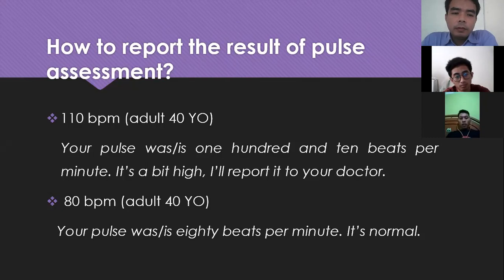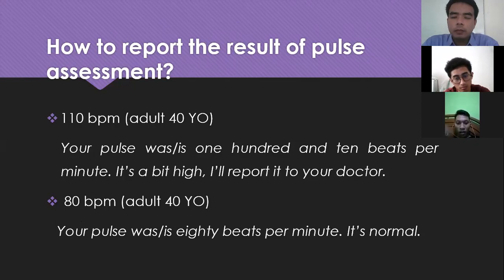Your pulse was 100. Oh, this one, the second one. 18 beats per minute, not blood pressure. Beats per minute. Your pulse was 18 beats per minute.